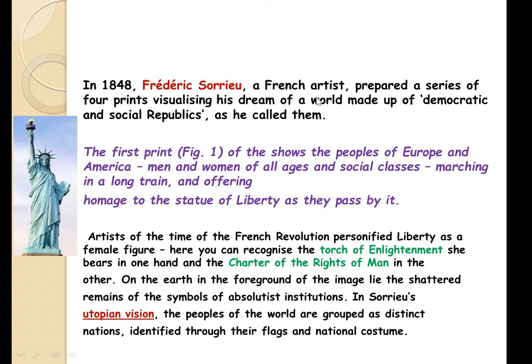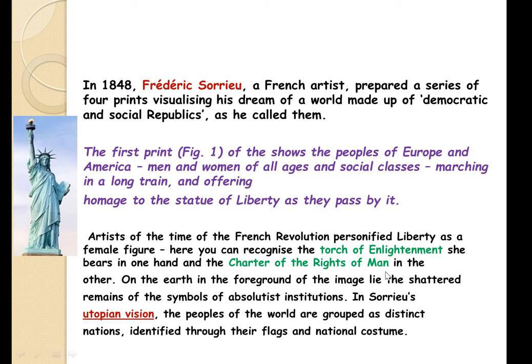So, this particular French artist, Frédéric Sorrieu, had a utopian vision. Utopia is a place where everything is perfect and ideal. Nothing goes wrong there. Of course, it is very difficult to attain such a place. But this particular artist visualizes, I talked to you about the dream that he had. He visualizes his dream, saying that it's a utopian vision. The people of the world are grouped as distinct nations, people from different nations who are identified through their flags and national costume.